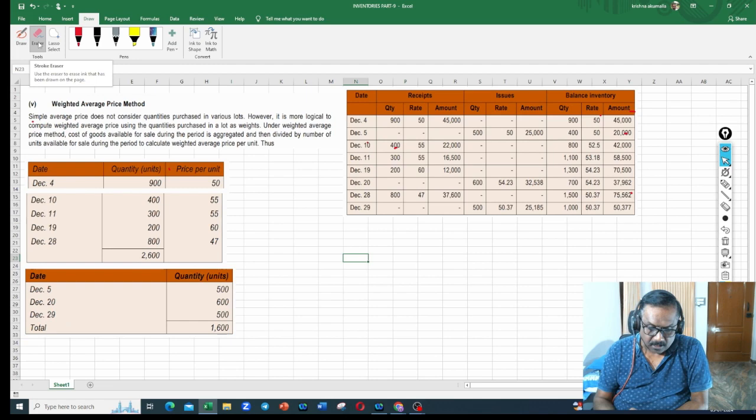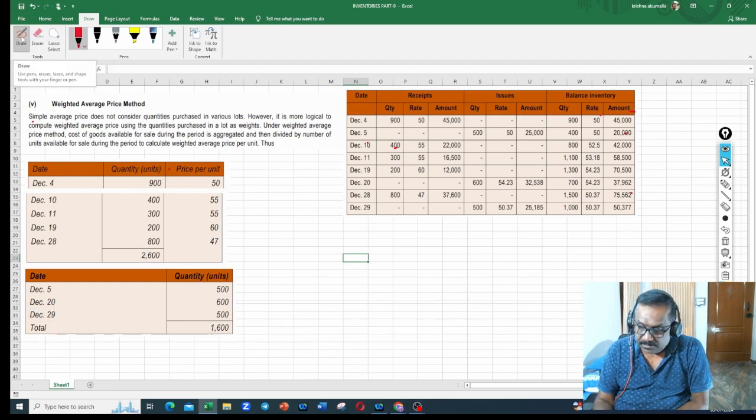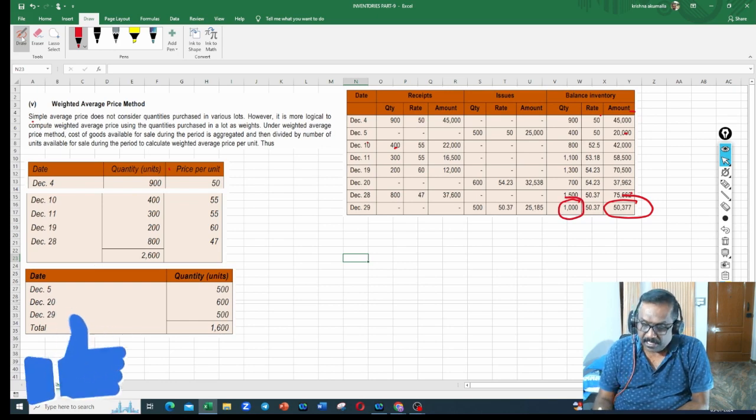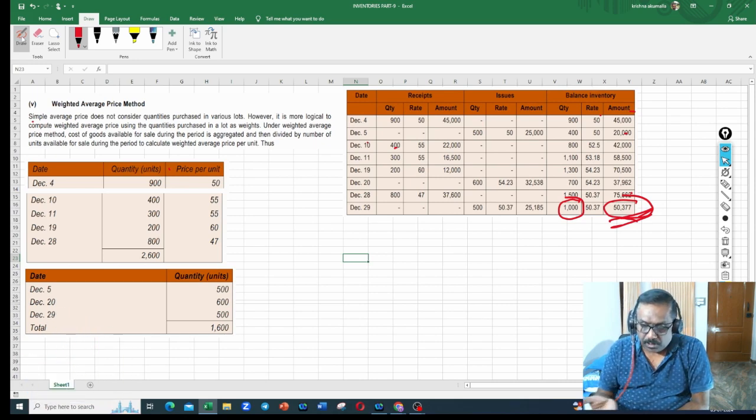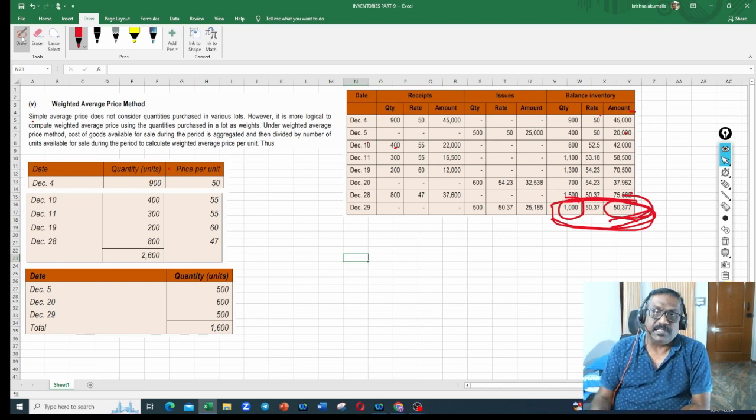Now, if you see here, what is my closing inventory value? This is my closing inventory value. What is my quantity? 1,000 is my quantity. And what is the closing inventory value? 50,377 rupees. You don't need to calculate anything else. You know the answer straight away by looking at this column. 1,000 at 50 rupees 37 paisa comes to 50,377. That is your closing inventory value. That's all about the weighted average price method.